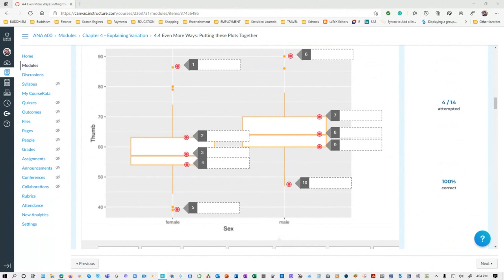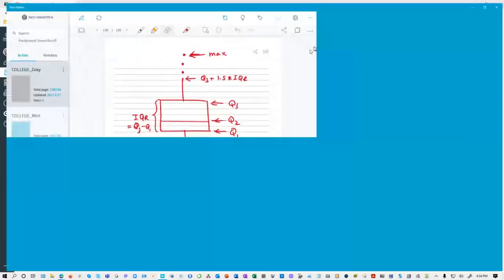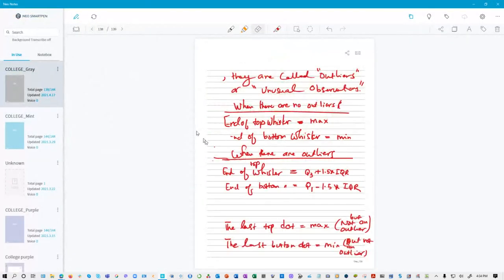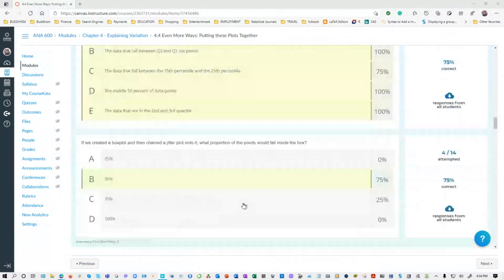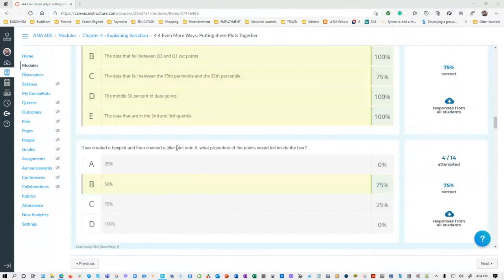When there are no outliers, as I mentioned, the end of the bottom whisker is the minimum. We know that, so this is now clear. Now they are going to call it the Q1 in pretty much the same way. I'm going to add something here.